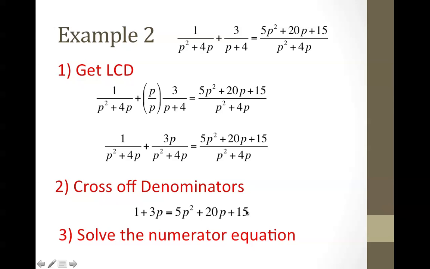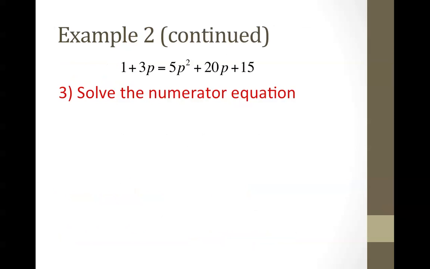This is a quadratic equation, so we're going to have to solve it like we would any quadratic equation. So the first step would be to get the left side equal to 0 so that we have everything on the right side. You can see that I subtracted 1 from the 15 to get 14, and I subtracted 3p from the 20 to get 17p. I'm not going to go through all the individual subtraction and addition steps.